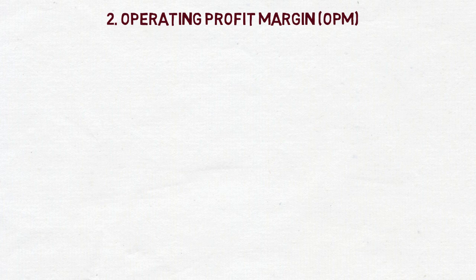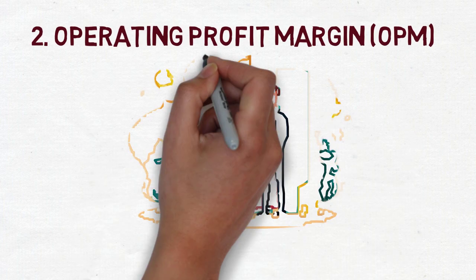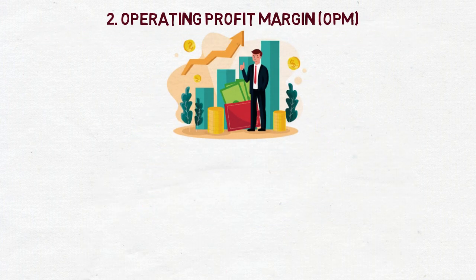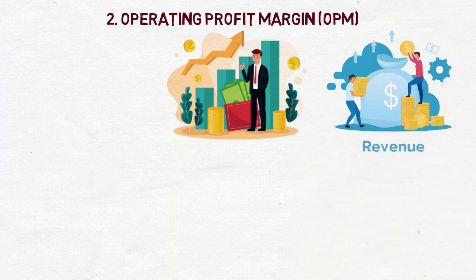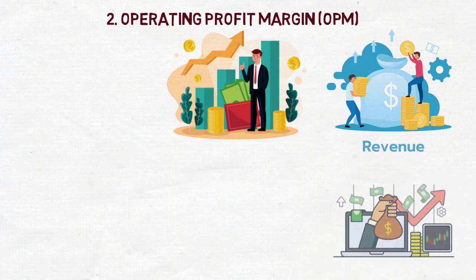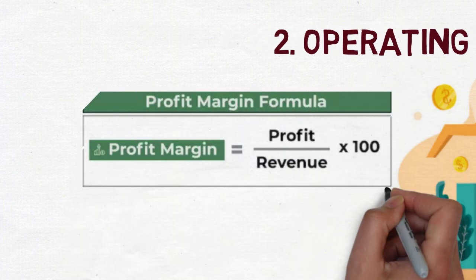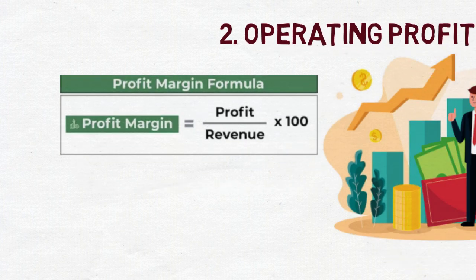Number 2 ratio is operating profit margin. The operating profit margin is one of the most useful ratios to evaluate a company's profitability. Like ROE, it is also expressed as a percentage and it measures a company's earnings in relation to its revenue. In other words, it indicates how much profit is earned from each rupee of sales. We can calculate operating profit margin by dividing profit, also called net income, by revenue, which is also called net sales, and then multiplying it by 100.